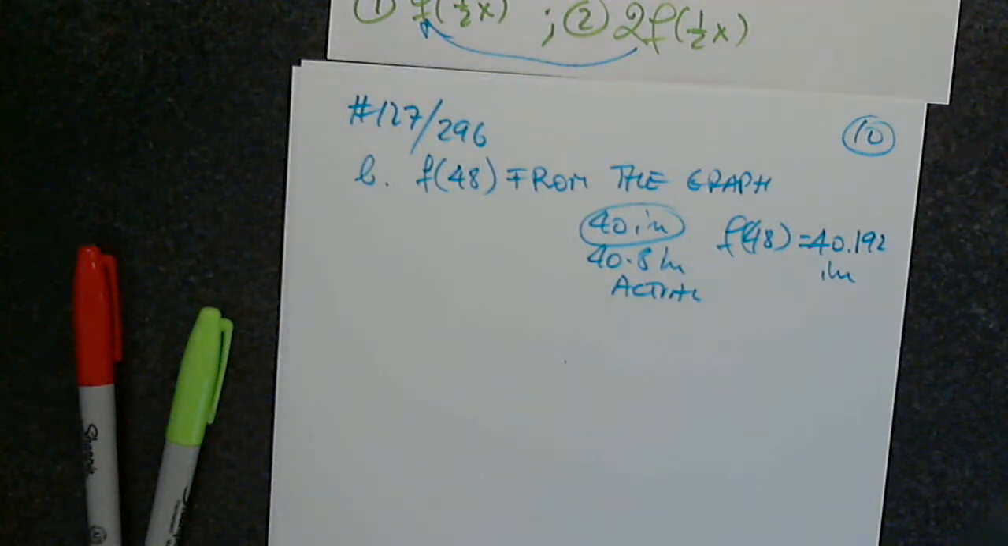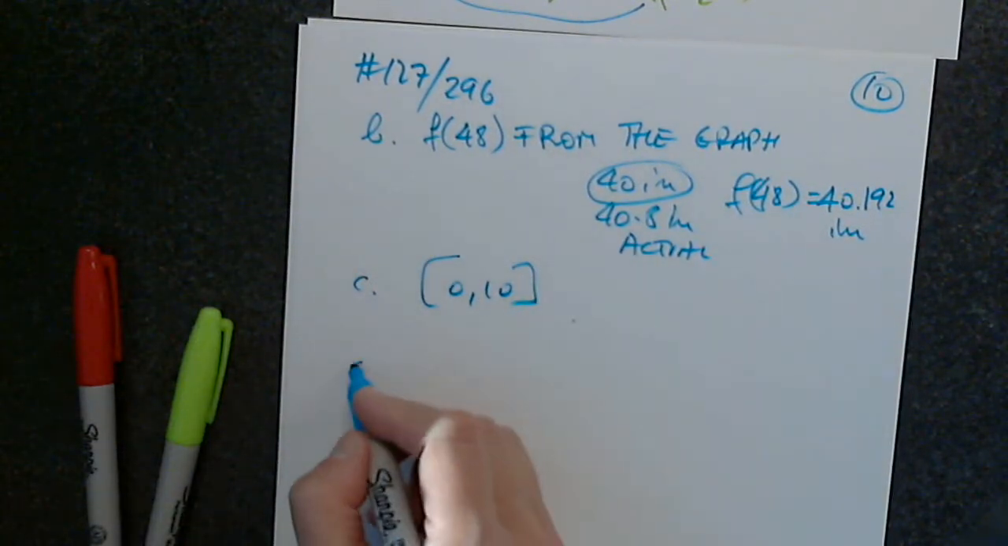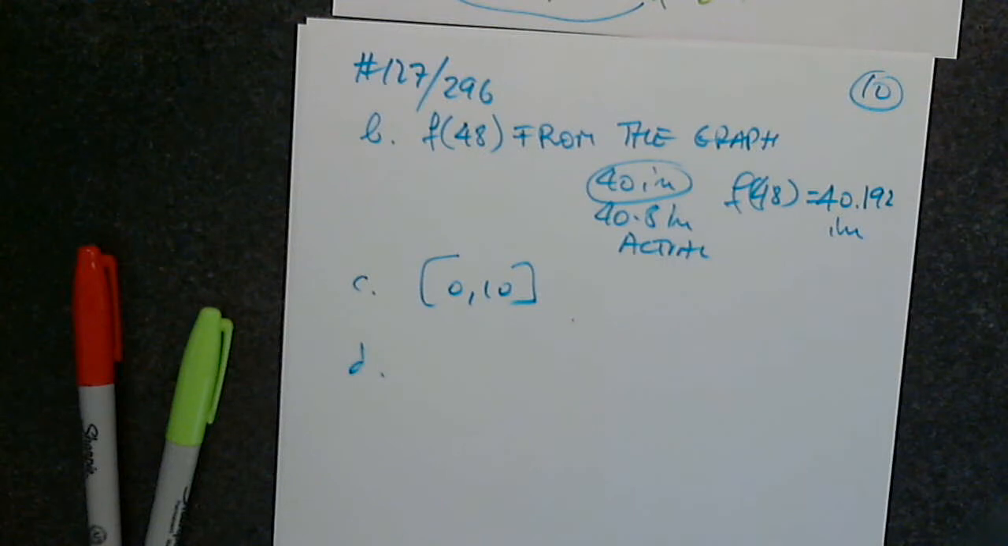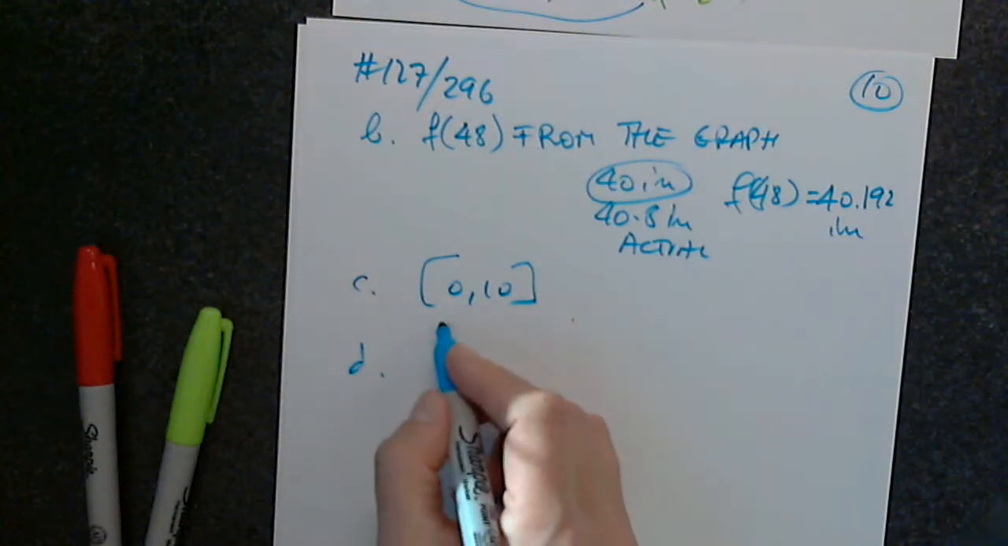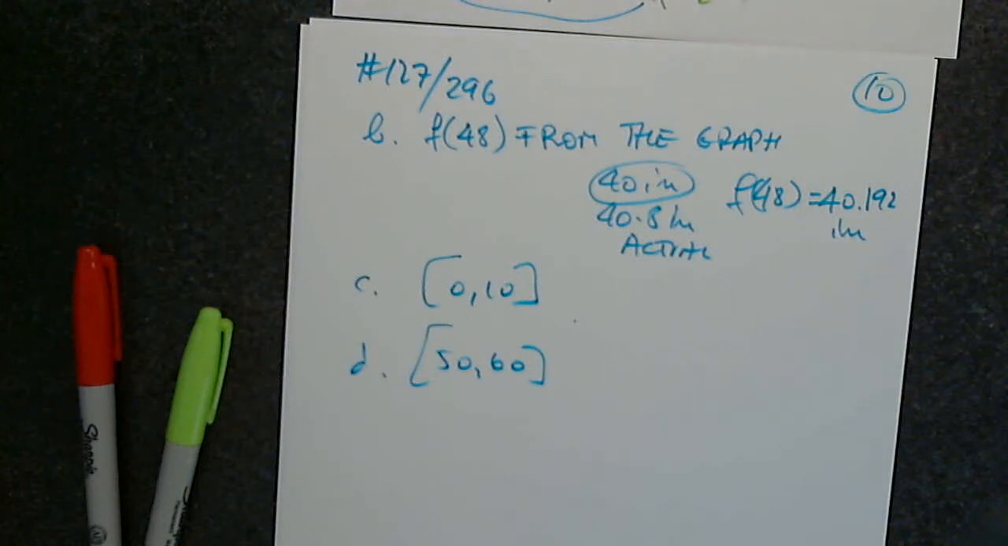Okay, part C. Use the model to find the average rate of change. We just had that on the test. Average rate of change in inches per month between birth and 10 months. So in part C, they went from 0 to 10. And for part D, they went between 50 and 60. So they want us to determine the average rate of change for these two.